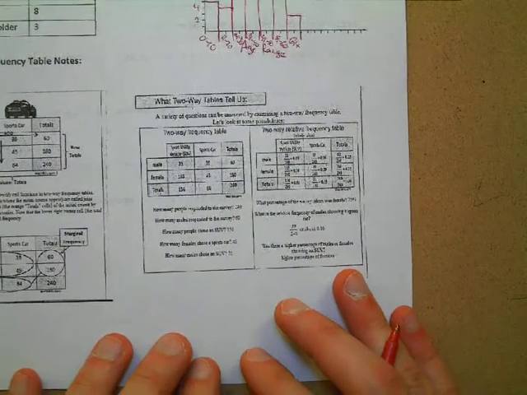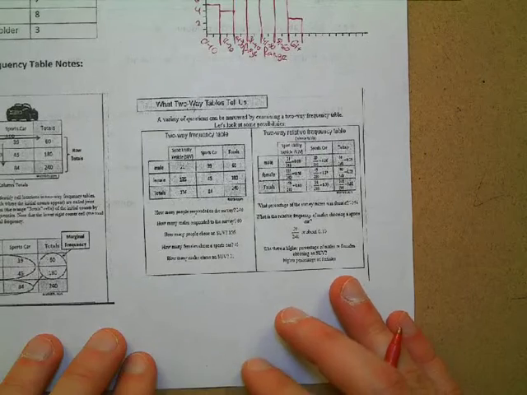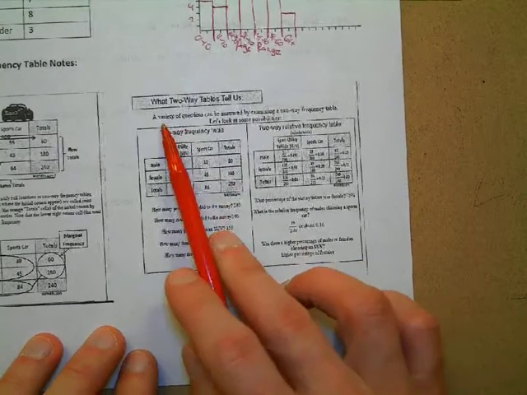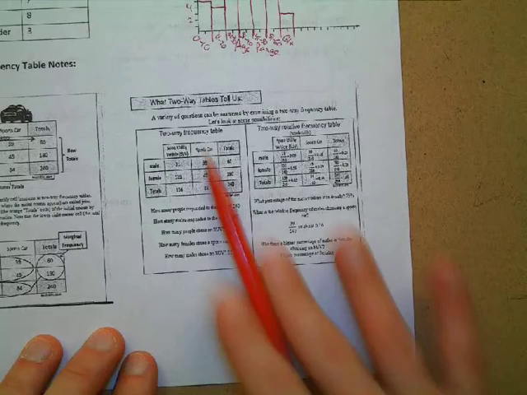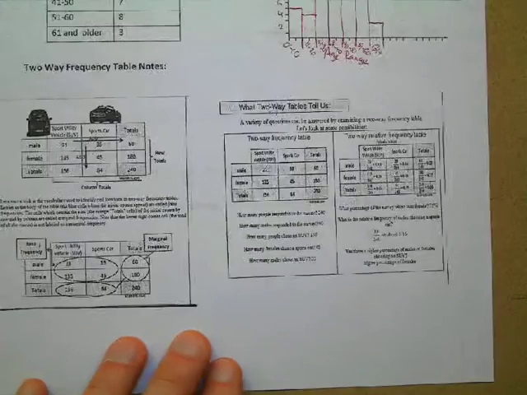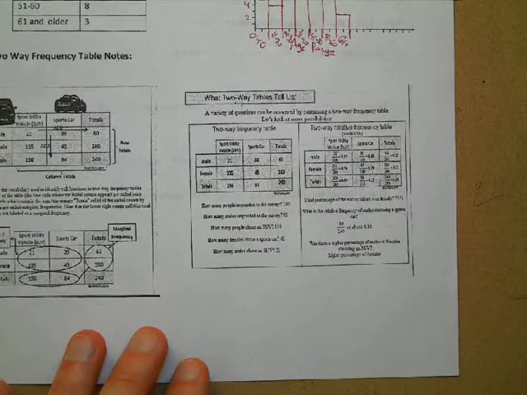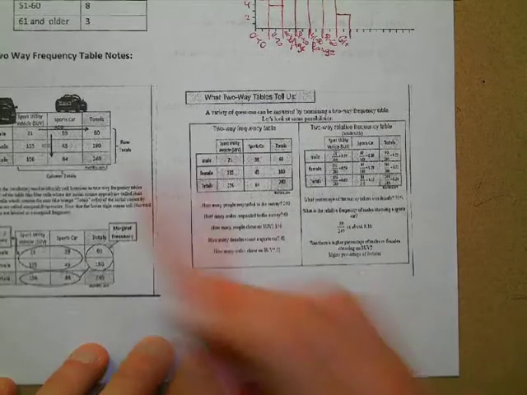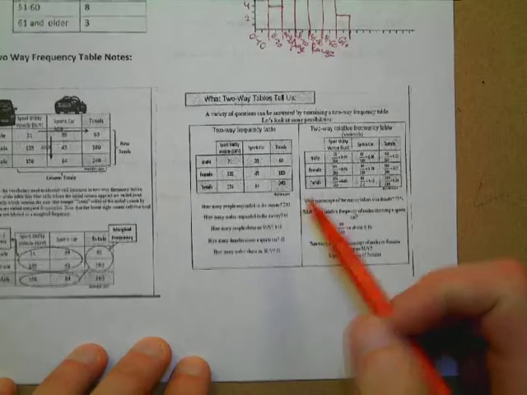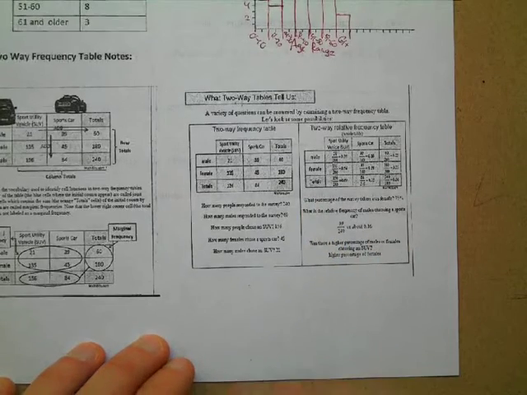So let's scoot over to this side. Here's how we can use this kind of information. We can answer a variety of questions using these two-way frequency tables. I'm going to zoom in specifically on this left one first, and then we'll talk about the right one. It's the same table we just talked about, just more squished so we can fit more stuff on the page.